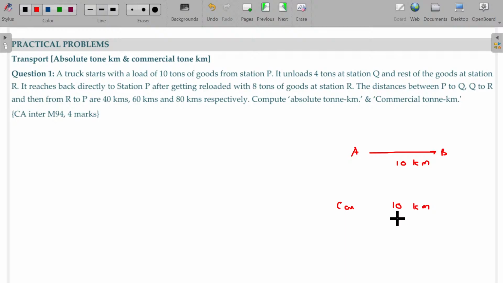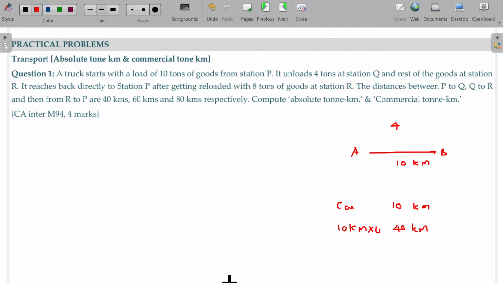Okay, car kilometer. But a car can accommodate 4 passengers. If all 4 passengers are traveling in that car, every passenger covers 10 kilometers. For 4 passengers, 40 kilometers are covered. That is called passenger kilometer: 10 kilometers into 4 passengers, 40 kilometers. Do you understand? This is called passenger kilometer.